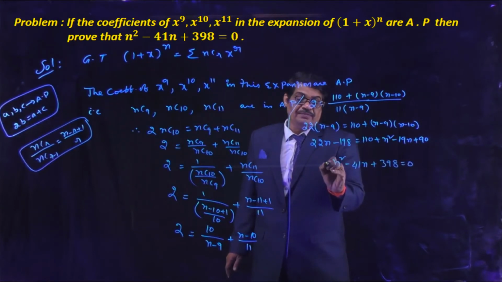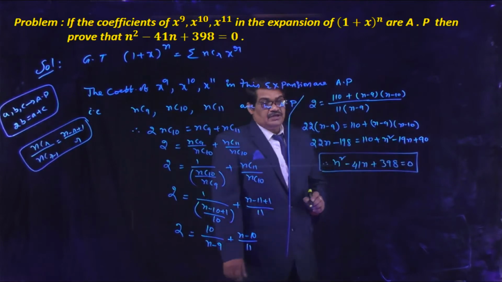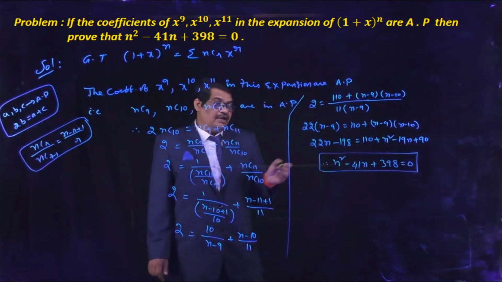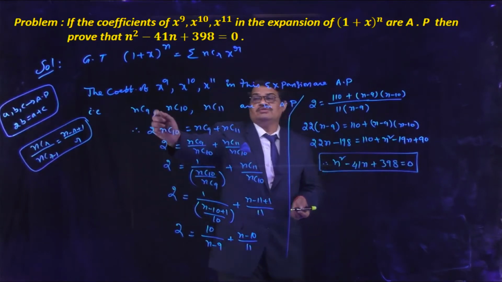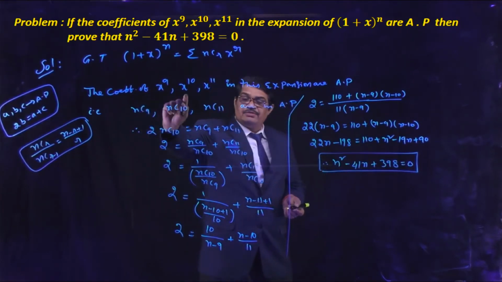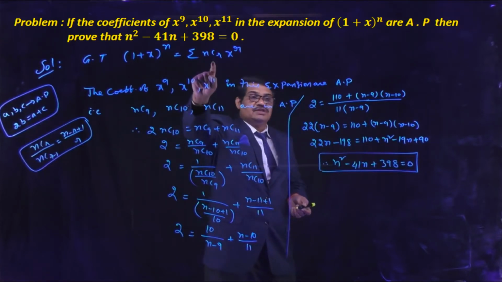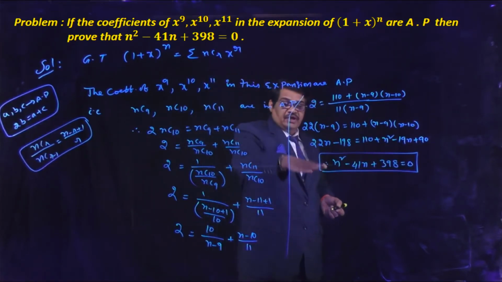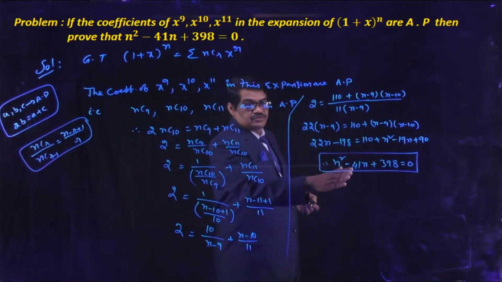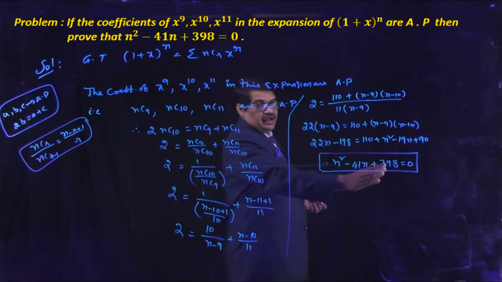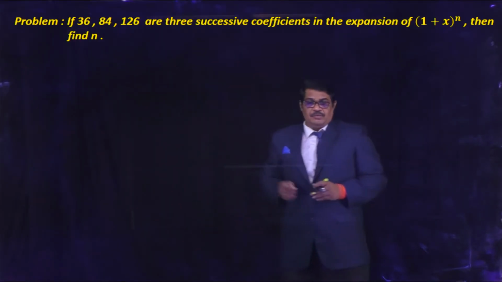Now this is the required result. We are getting here n square minus 41n plus 398 is equal to 0. So these are the coefficients x power 9, x power 10, x power 11. These coefficients in this expansion are in AP. Then we are getting the result in n, that is n square minus 41n plus 398 is equal to 0. Okay.